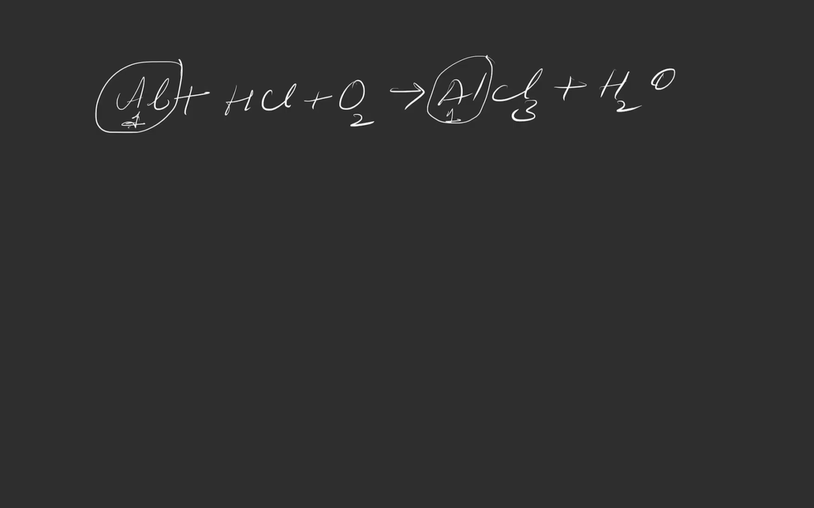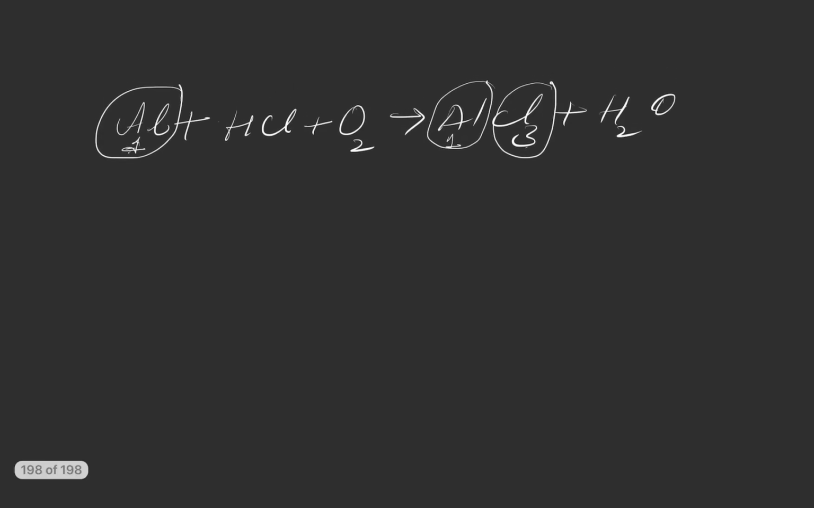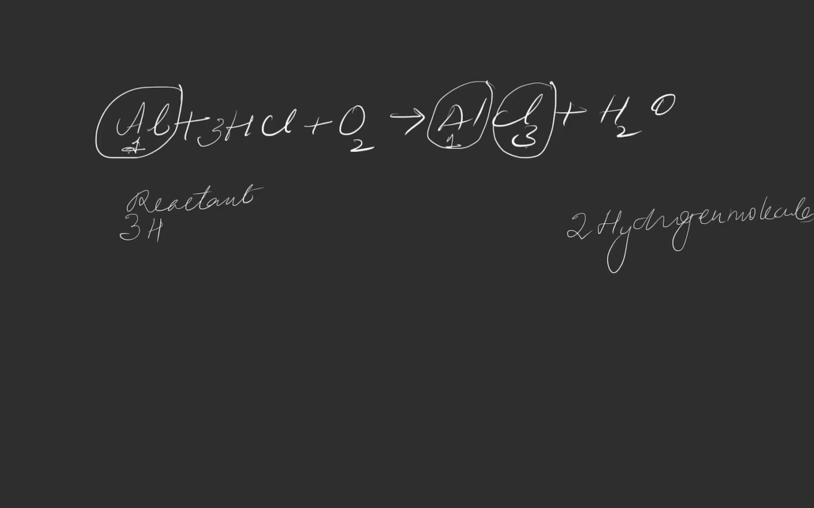And here you can see 3 Cl. Chlorine has got 3 chlorine atoms here, and here only 1. So what I'm going to do is I'm going to put a 3 here. 3 HCl. On the right hand side, AlCl3. 3 hydrogen. And here 2 hydrogen. We cannot get 3 hydrogen from any whole number of H2O. Here it is 3 and 2. So we can't balance this.